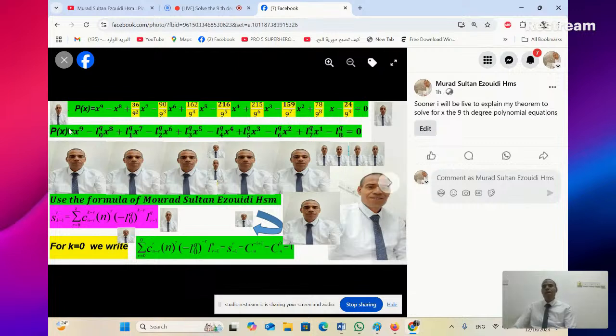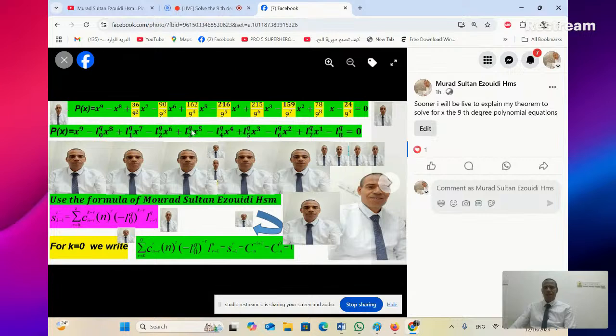Where my polynomial to the power 9 has to be written as the following: x raised to the power 9 minus L0 of O the cube x raised to the power 8 plus L1 of O the cube x raised to the power 7 minus L2 of O the cube x raised to the power 6 plus L3 of O the cube x raised to the power 5 minus L4 of O the cube x raised to the power 4, then plus L5 of O the cube x cubed minus L6 of 42 x squared plus L7 of 42 x minus L8 of 42 equals 0.